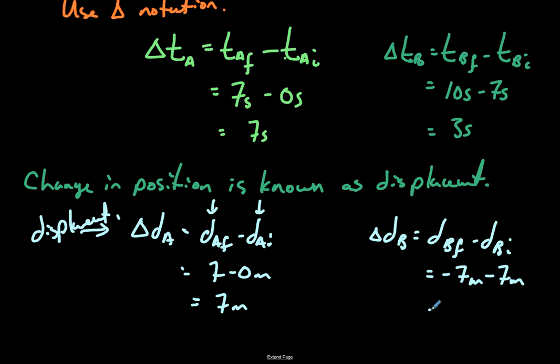So negative 7 minus 7 equals negative 14 meters. Okay.